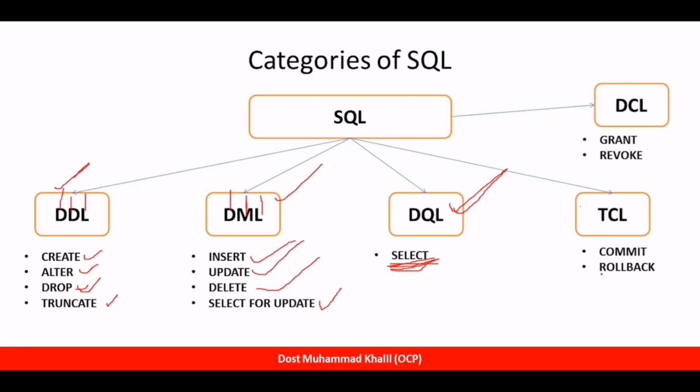For example, you have entered some data, you inserted some data into a table, and you want to persist the data into the hard disk, you will issue the commit. But if you insert the data into a table and after some time you change your mind that I don't need this data, you can issue the rollback, so the transaction will be rolled back.